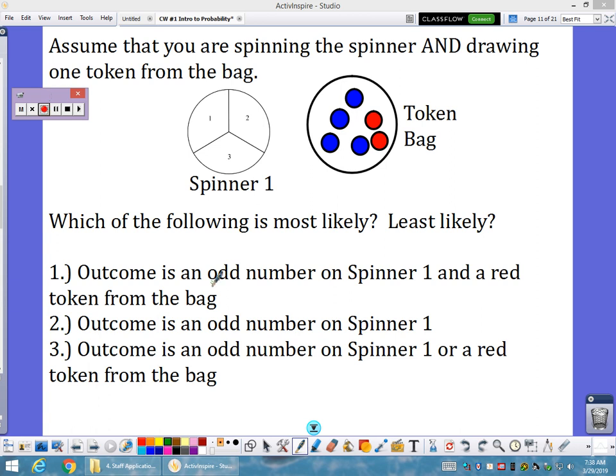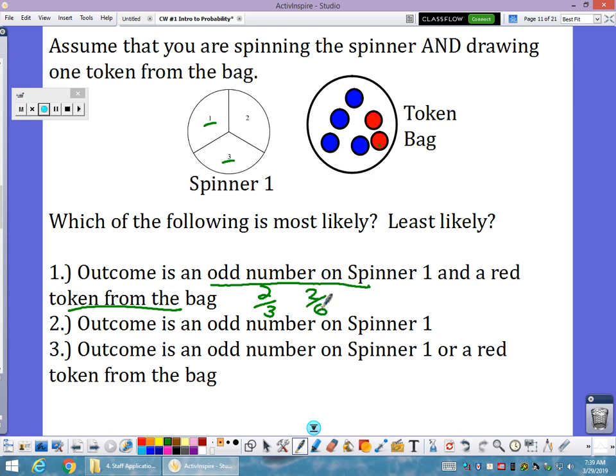Outcome is an odd number on spinner 1 and a red token from the bag. So you have to do this and that. An odd number on spinner 2 happens 2 out of 3 times. And the likelihood of picking a red from the bag is 2 out of 6.